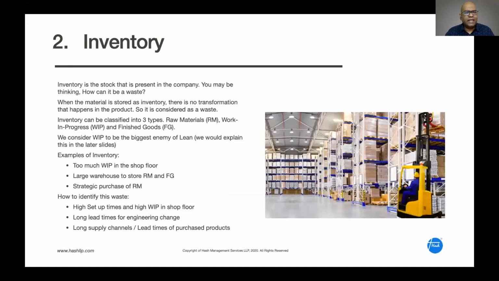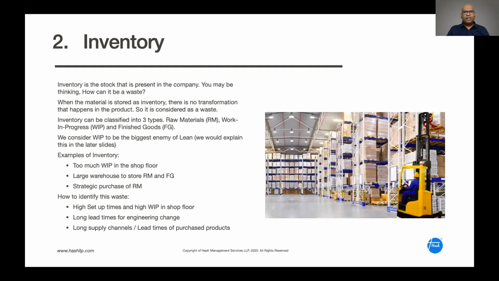So now the second waste is called the inventory waste. Inventory is the stock which we bought for the company, right? The inventory is the materials which we bought. And you may be thinking, how can it be a waste? When the material is stored as inventory, there is no transformation. Is there any physical or chemical change? No. The product is just as it is, right?